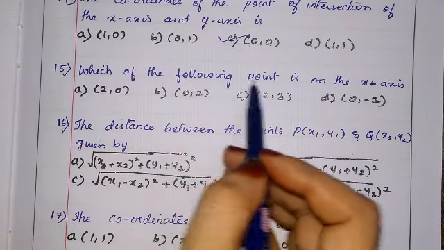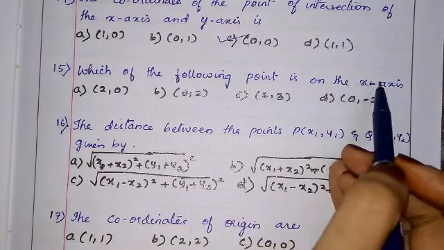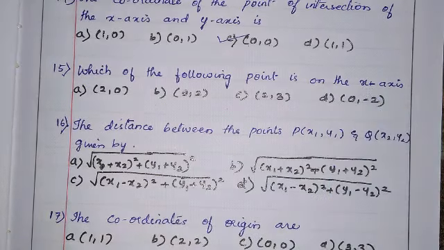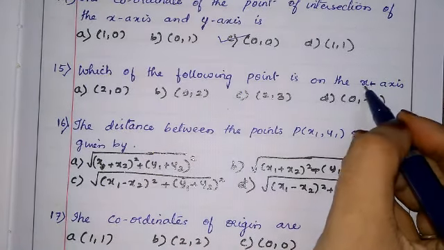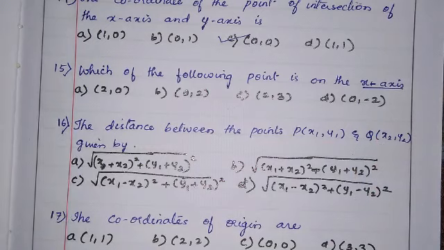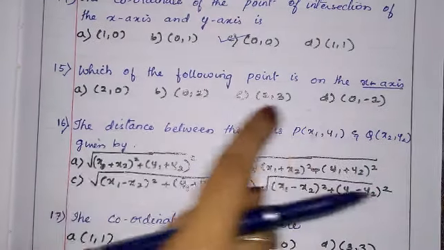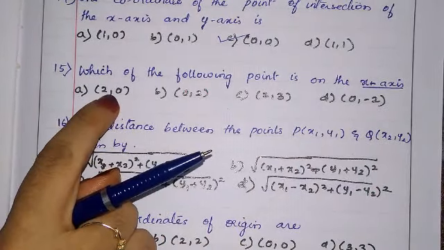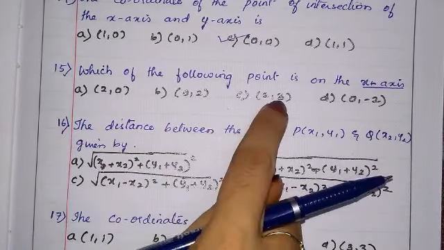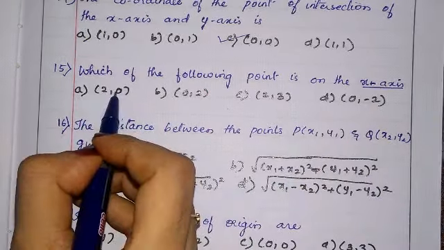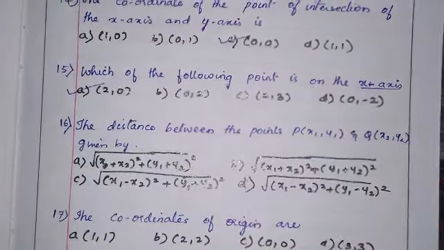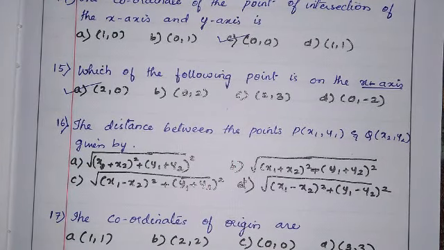Which of the following points is on the x-axis? Now again, same as the previous problem which I have told you. X-axis means y is 0. Now, where can you see y equals 0? No, only this one we can see has y equal to 0. So (2, 0) is the correct answer.